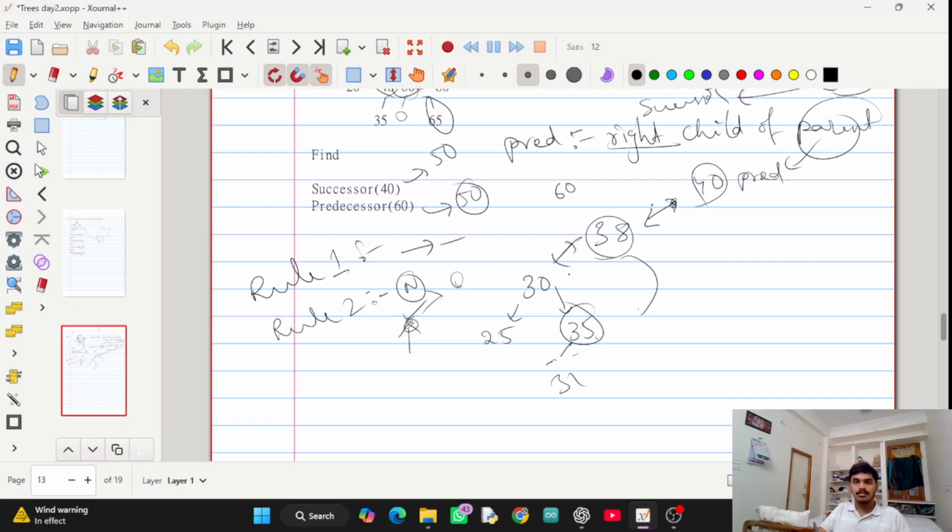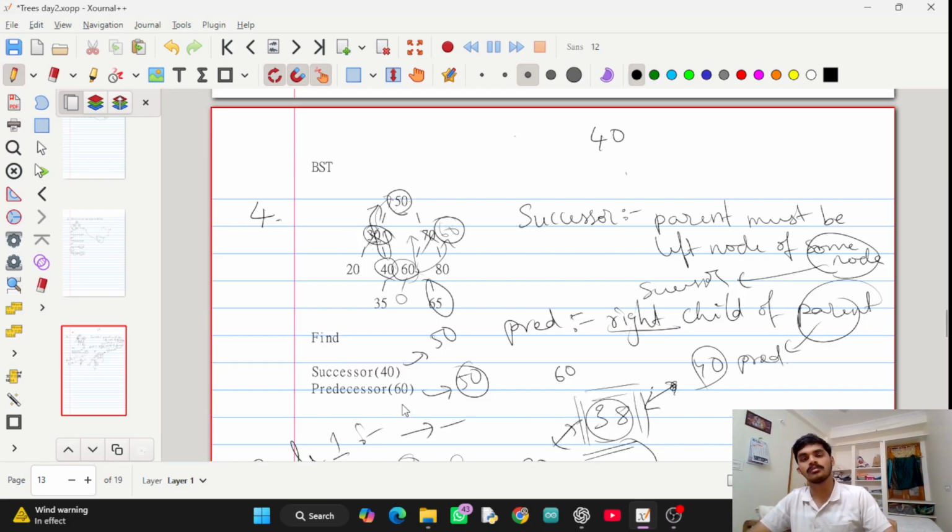If there is no successor, we will go right here and make this the successor, because it moves up and it is the left node of something. So I hope you understand this tricky concept, mostly asked in GATE questions.